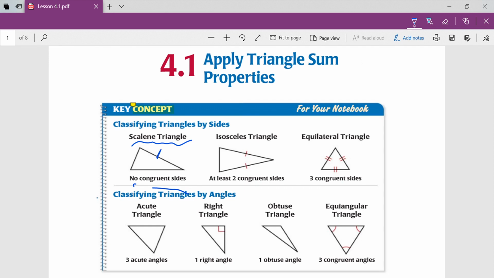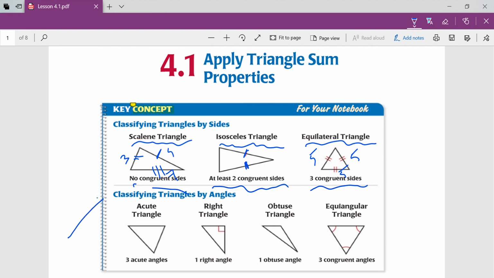So this one is, for example, 5, the other one is, say, 3, and the last one, for example, equals 7. This is the meaning of non-congruent sides. Concerning the other kinds of classifying triangles by sides, the second kind is the isosceles triangle, which means at least two congruent sides. The third kind, the equilateral triangle, has three congruent sides. So this one is 5, the other one is 5, the last one is 5.